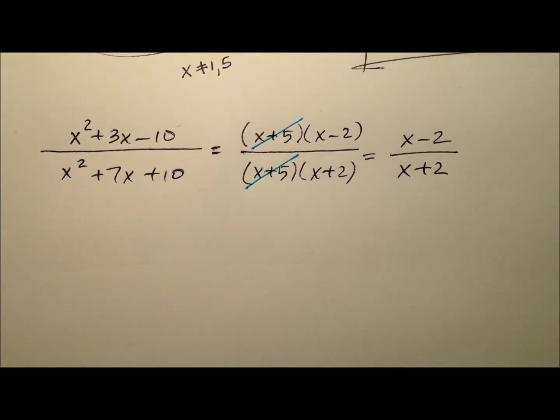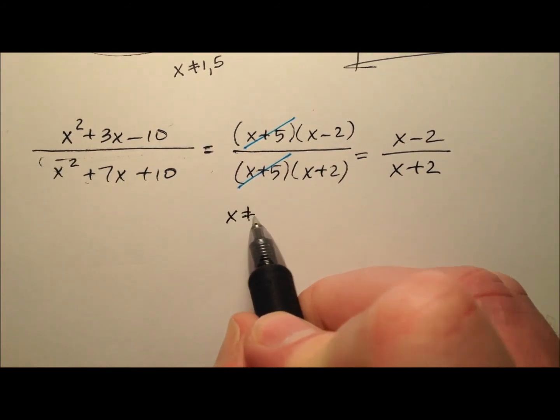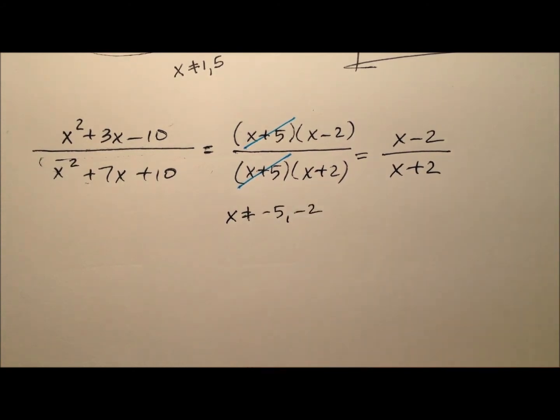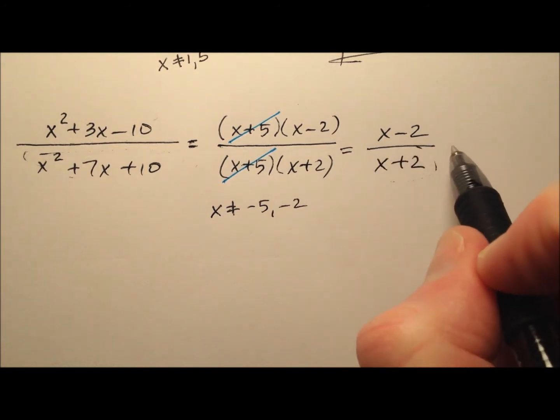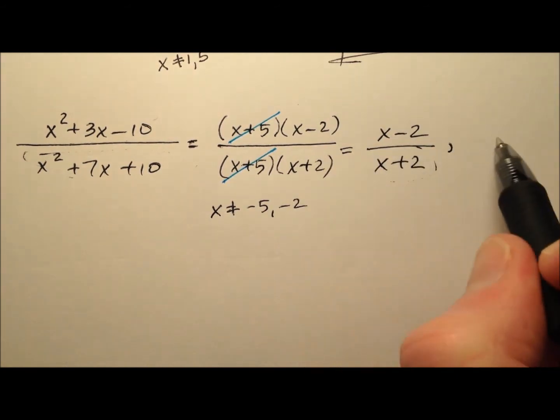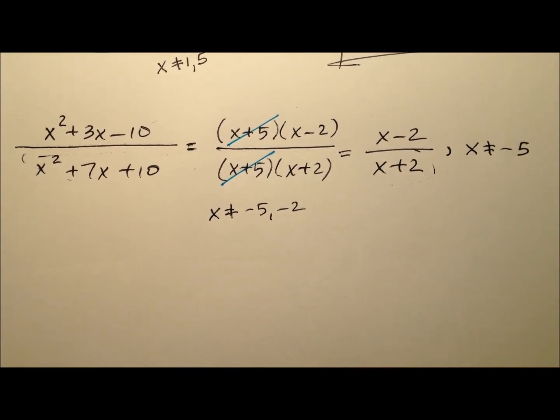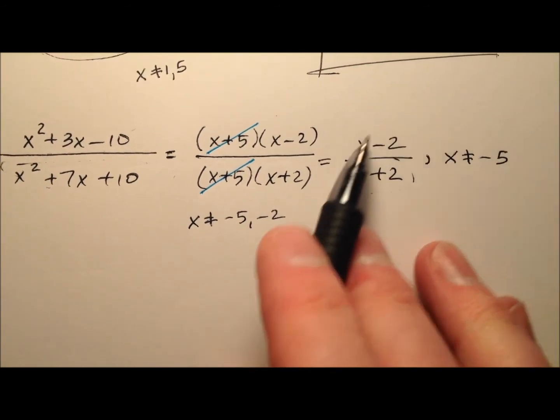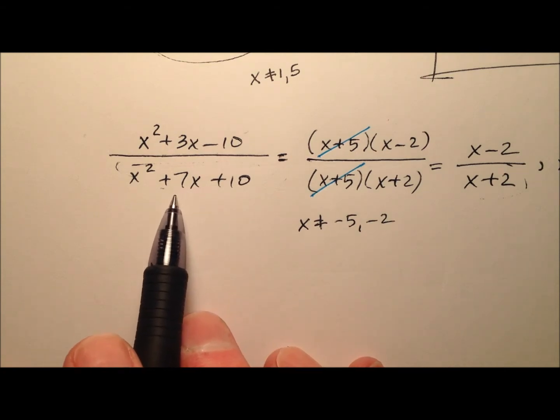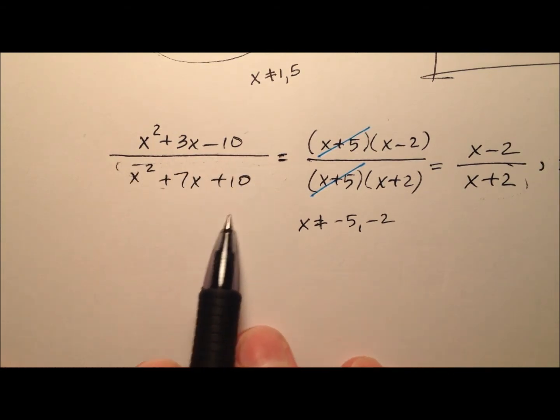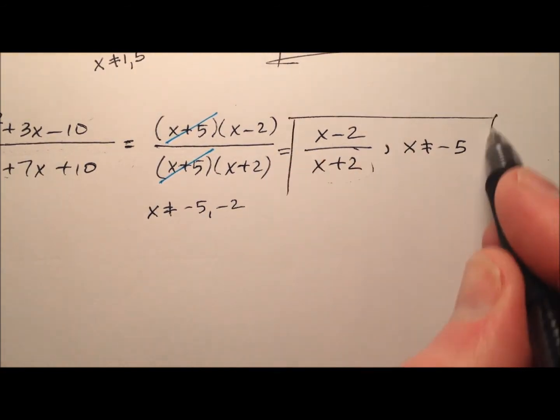But let's consider our domain restriction here. When I factored the denominator, I saw that x could not be negative 5 or negative 2. After the simplification process, I still see that x can't be negative 2. But the one that I've lost is x cannot be negative 5 because that's what canceled out. And again, this is a simplified version of this initial rational expression, so I have to keep the integrity of the expression and say, well, x can't be negative 5 and negative 2 here, so it also can't be negative 2 or negative 5 here.